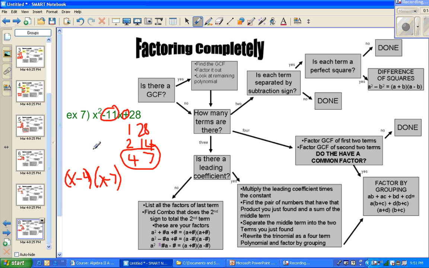Okay? And neither one of these can factor again. You go through the flow chart very quickly and notice that nothing allows you to factor x minus 4, nor will it allow you to factor x minus 7.